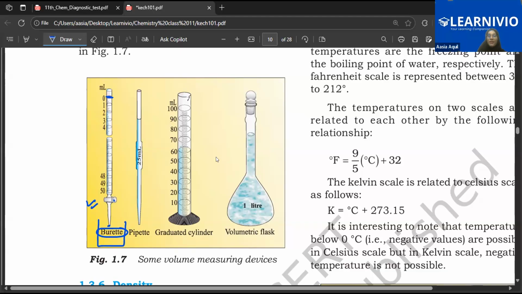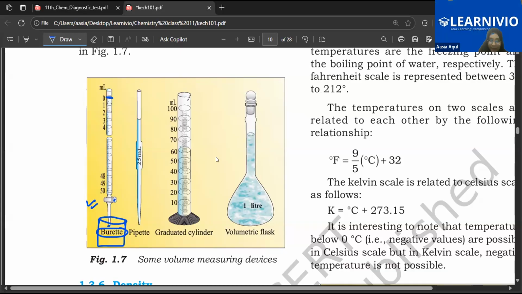Now, if you want to take 10 ml, if you need only 10 ml of liquid, this solution for the experiment, you will put the beaker in which you want to take the solution, this liquid, here. And you will just open that knob.